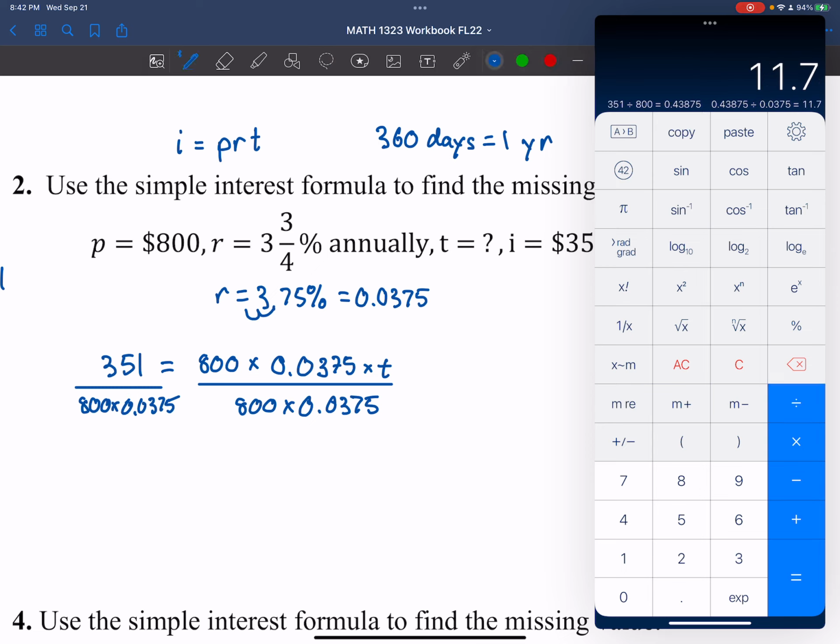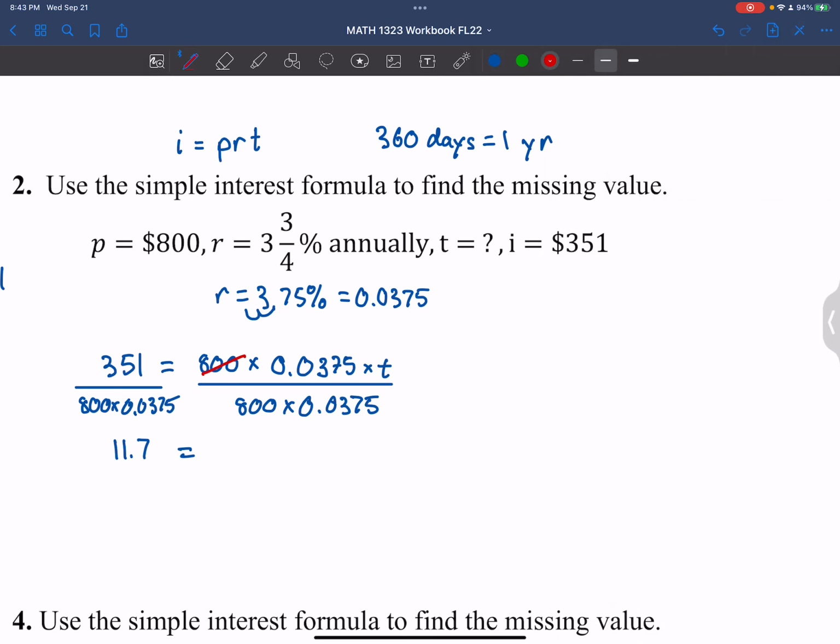So what we get here, after we simplify all of that, is going to be 11.7, and on the right, everything will cancel except for the t. The 800s cancel, the decimals cancel, so t is equal to 11.7, or you would more commonly write the variable on the left. So 11.7 years.